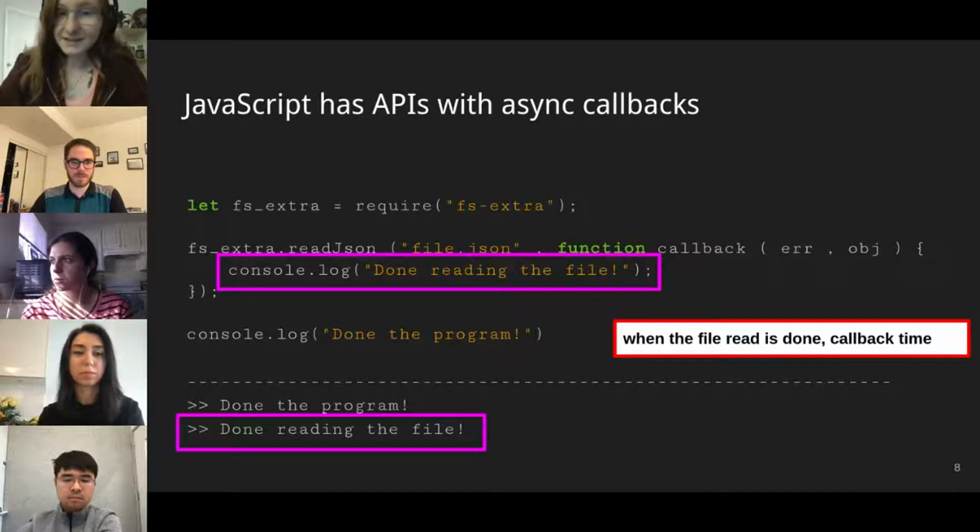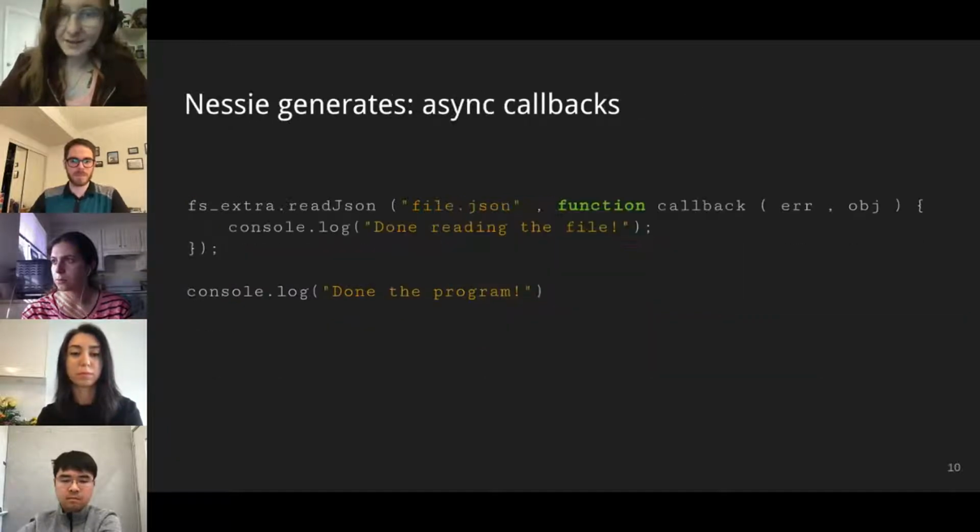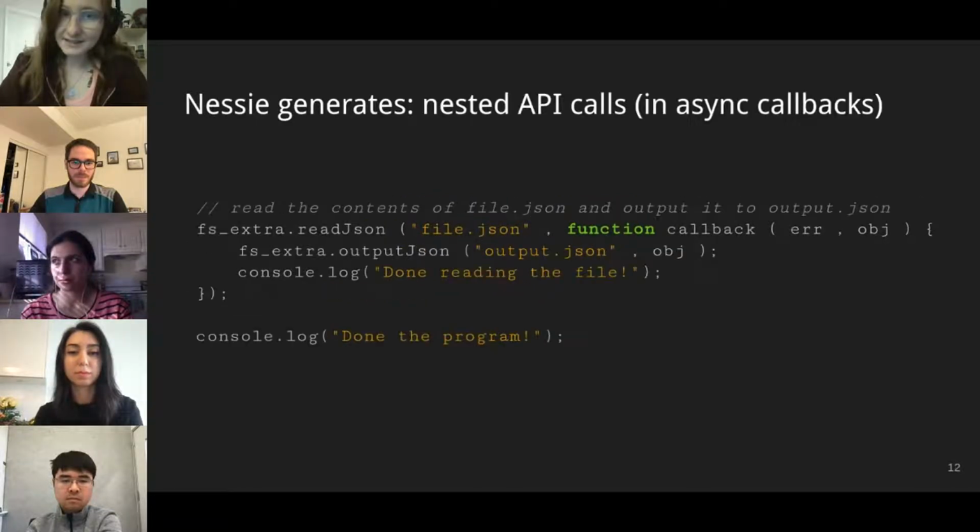So how do we generate tests for these APIs? Well, enter our tool. Nessie generates the async callbacks, that's the function arguments which themselves are functions. Specifically, Nessie generates nested API calls. What that means is that we have API calls inside of the body of the callback argument to another API call. Here we see outputJSON inside of the callback to readJSON.